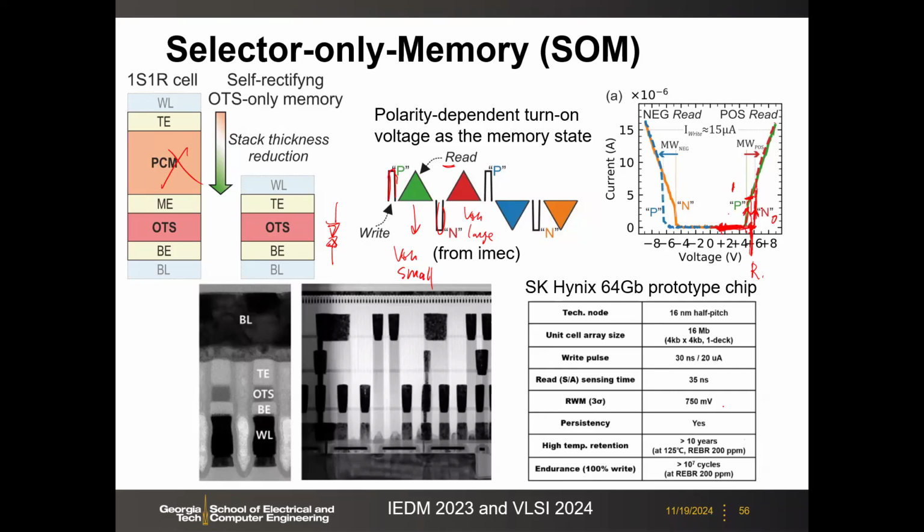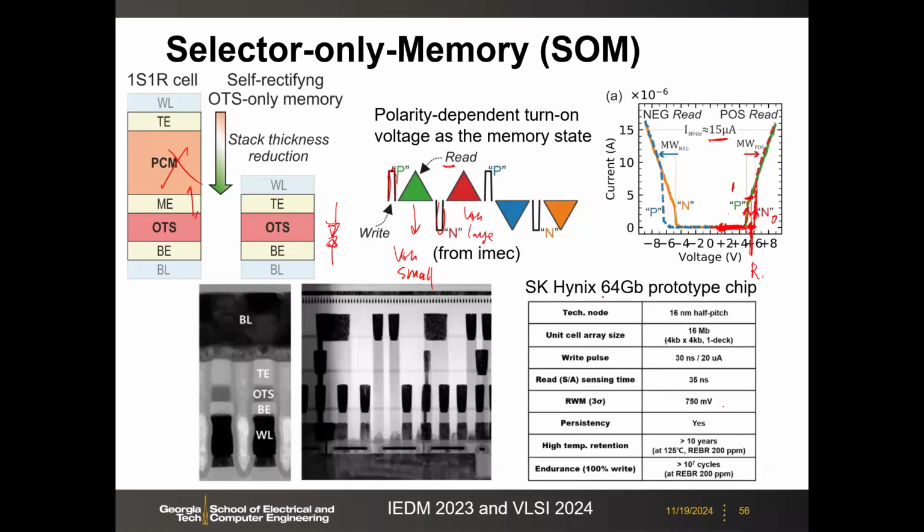Therefore, you can shrink the cell size, at least the height. You reduce the complexity of the integration and reduce the cost. And because you get rid of the phase change memory, you improve the endurance as well, because one challenge for OTS with phase change memory is that sometimes they intermix after cycling. So with only OTS, endurance will improve. And I also heard that the current is reduced. You see here only 15 micron for the programming compared to 300 micron for the phase change.